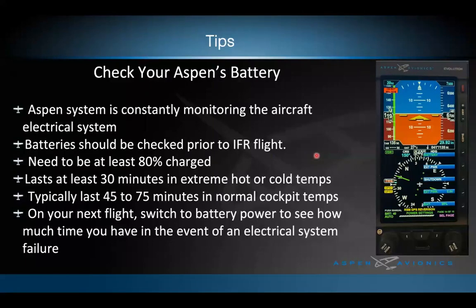Okay, on to a few tips. We get this question quite a bit. It's about the battery. When do you have to test it? How do you test it? What do you have to do? Well, the Aspen display is constantly monitoring your aircraft electrical system. It's looking for anomalies, and if it comes out of a set parameter, it's going to automatically switch to the battery for you.